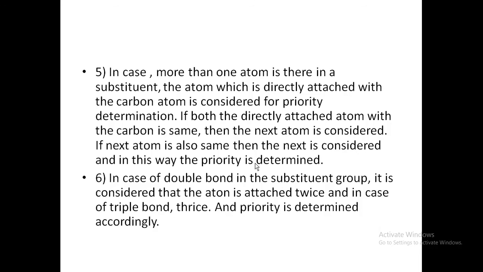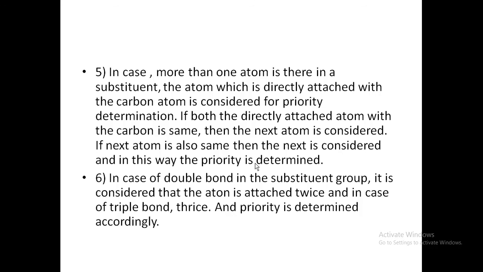In case more than one atom is there in a substituent, the atom which is directly attached with the carbon atom is considered for priority determination. And if the directly attached atom with the same carbon is the same, then the next atom which is attached with the first directly attached atom is considered. If the second atom on both the substituents of the same carbon atom is found same, then the next atom is considered. If the next is also same, then we will go to the next. In that way, finally we will determine the priority of each substituent.